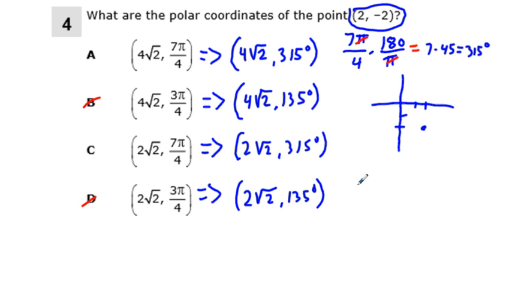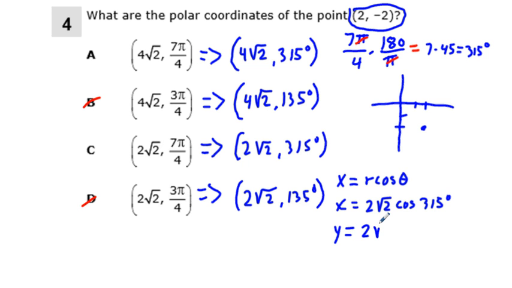If we put in x equals r cosine theta, I'll put the formula here, we're going to put x equals 2 square root of 2 times cosine of 315 degrees. And also y is going to be equal to 2 square root of 2 sine 315 degrees.